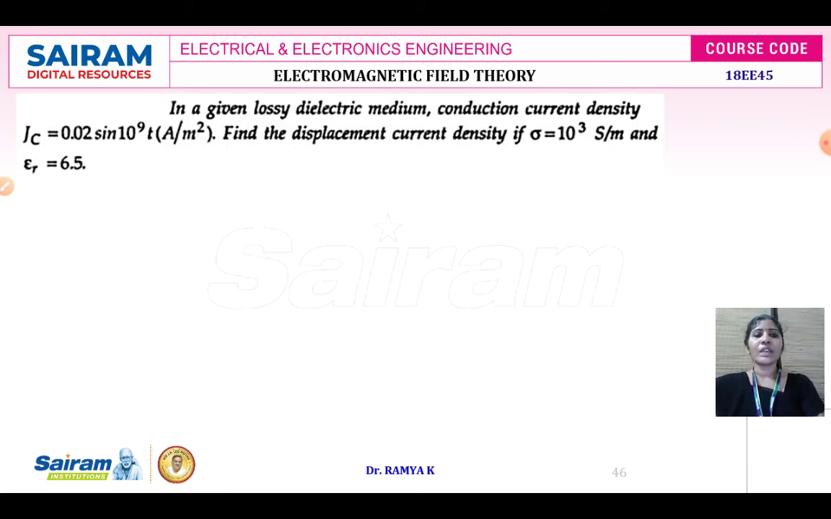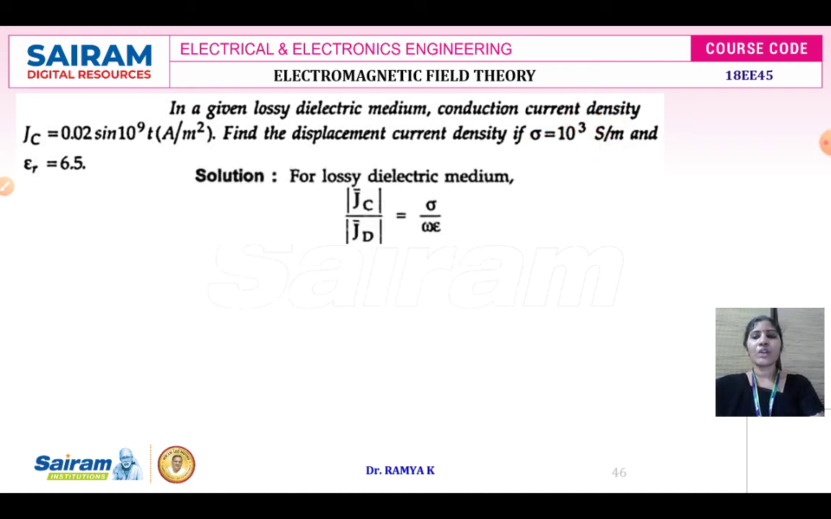Now the next problem is, in a given lossy dielectric medium, the conduction current density Jc is equal to 0.02 sin 10 to the power of 90. Find the displacement current density if the conductivity is 10 power 3 ohm meter and epsilon r given is 6.5. In a lossy dielectric medium, the loss tangent equation is Jc by Jd is equal to sigma divided by omega epsilon. Therefore Jd is equal to omega epsilon Jc divided by sigma.